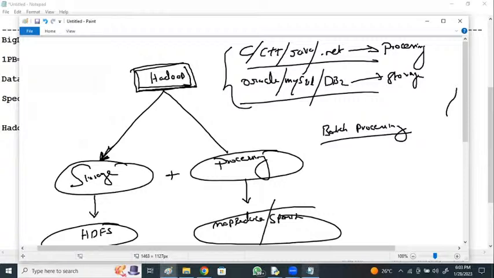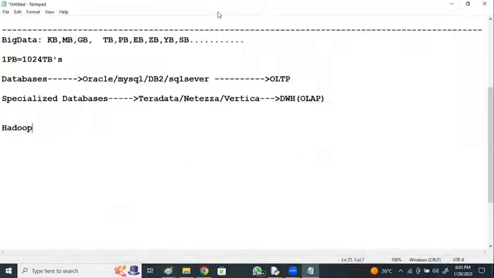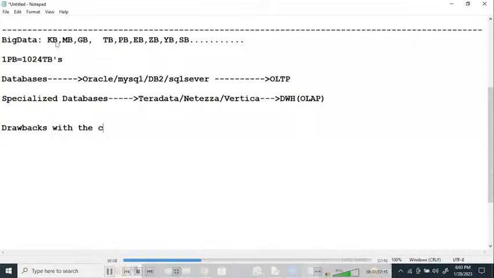Now, understood, right? What is big data, and what is Hadoop? If I take big data as a problem, huge data generation, then Hadoop is the solution for it. Or if you take big data as a concept, Hadoop is the solution for it. Now you may ask a query: why are databases like Oracle not used for storing Hadoop's data? Drawbacks with the current databases.